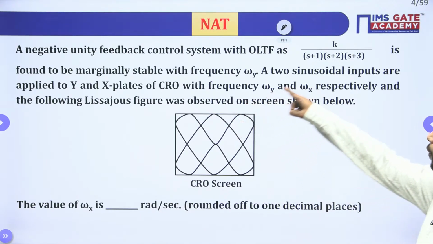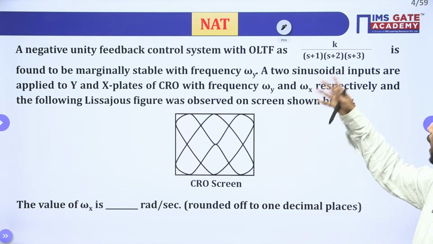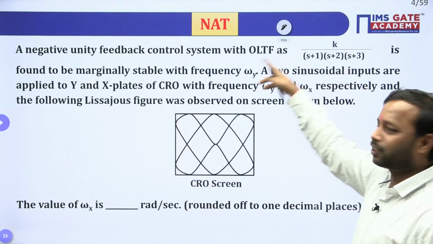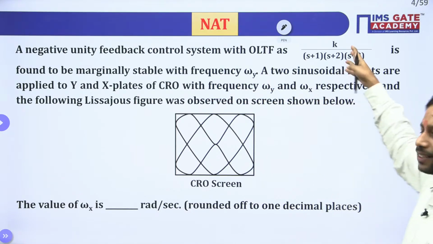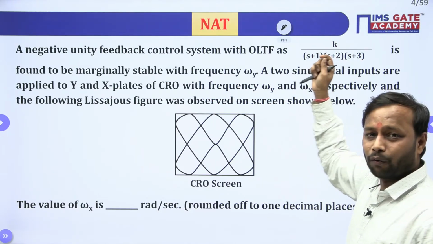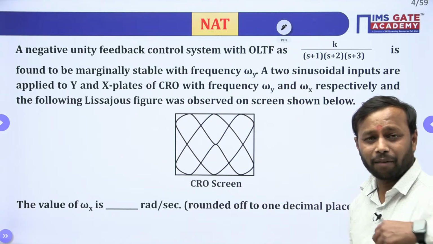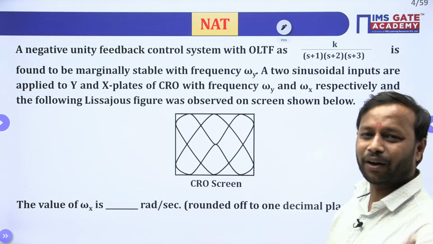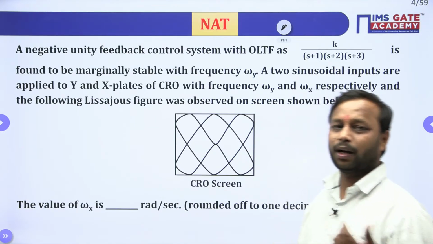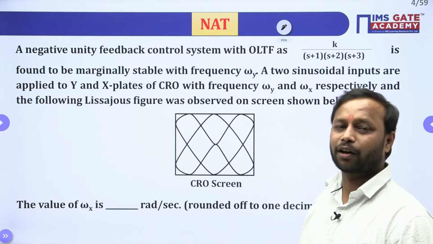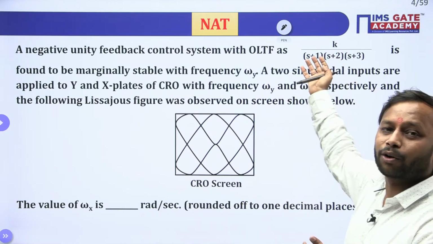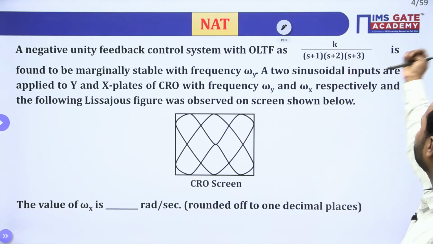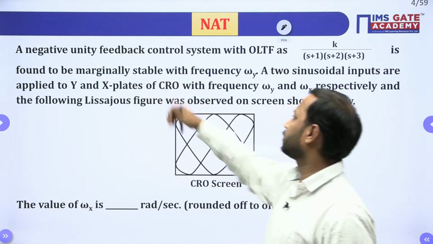A negative unity feedback control system with OLTF as K upon (S plus 1)(S plus 2)(S plus 3). This is a very, very important transfer function, a very lovable kind of transfer function for the GATE authorities. If you expect a question on transfer functions in control systems, definitely you may come across this OLTF.